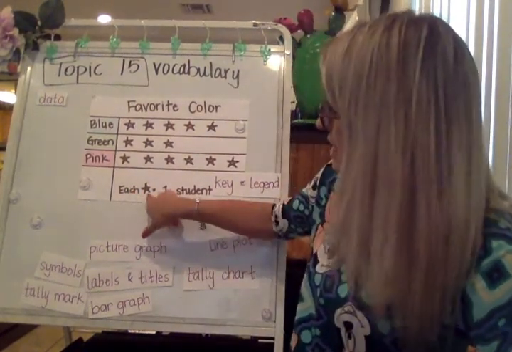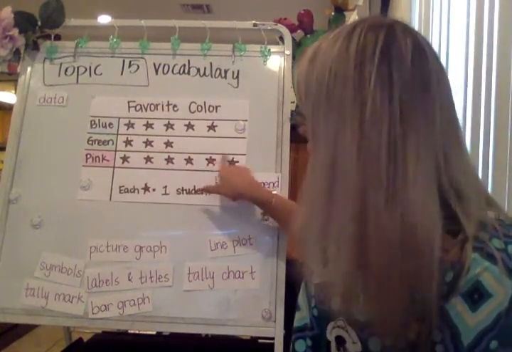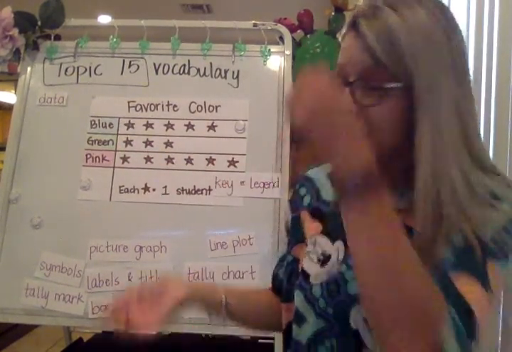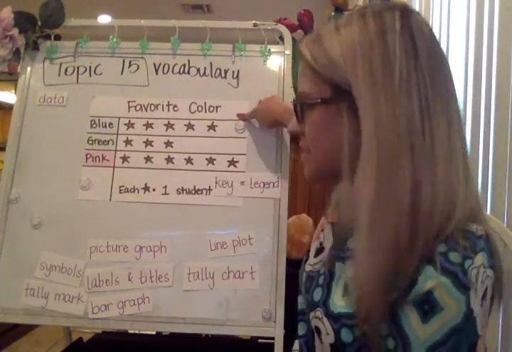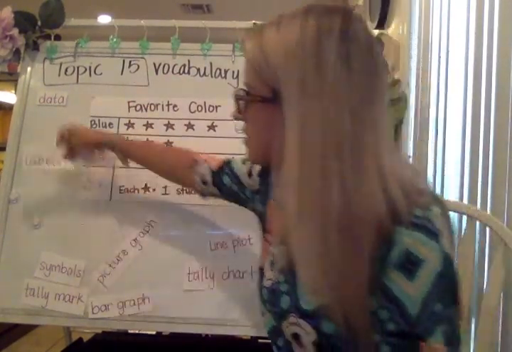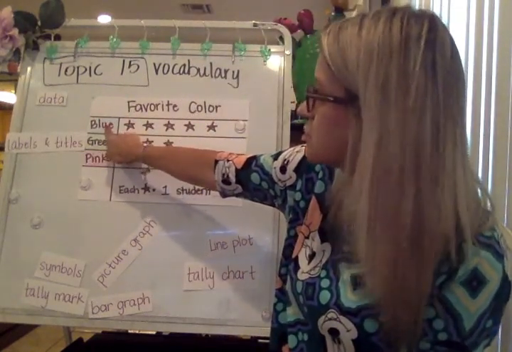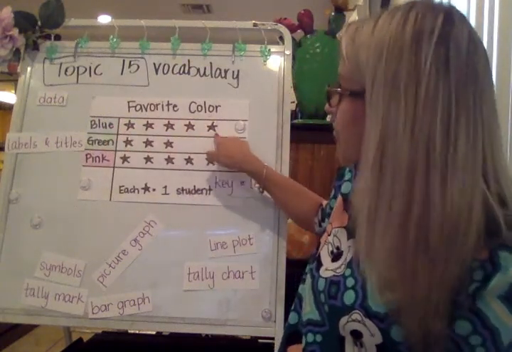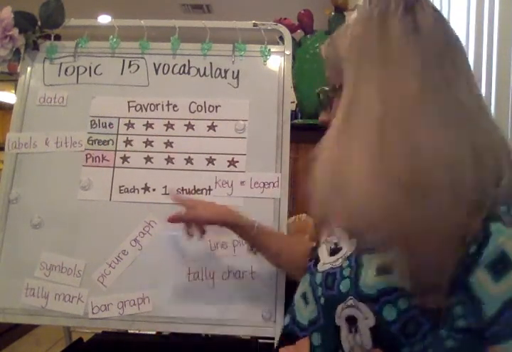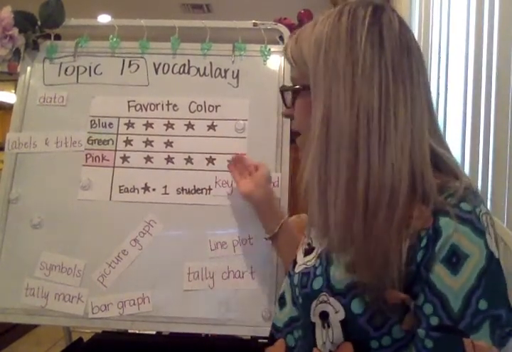So for this, each star just represents one student. So if you count how many stars, you can find out how many students like a particular favorite color. So this one again has the title. It also has the labels on the side, and it indicates how many students like whichever color. So blue has 1, 2, 3, 4, 5 stars. Each star is one student, so there are 5 students that like the color blue.